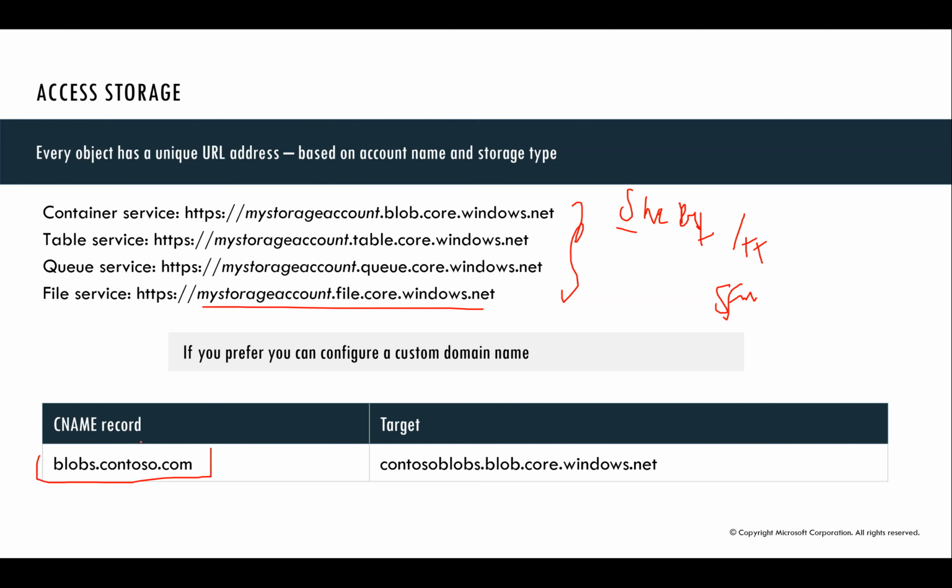You remember CNAME record. A CNAME record is an alias. If my domain is contoso.com and the name of the storage account I've created is contosoblobs.core.windows.net, then I can map blobs.contoso.com to this, so that what I am accessing through my URL is blobs.contoso.com, not this longer Microsoft URL.